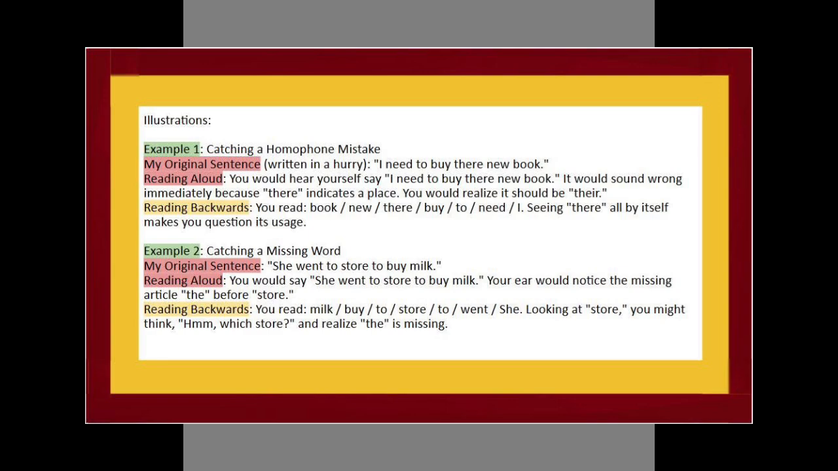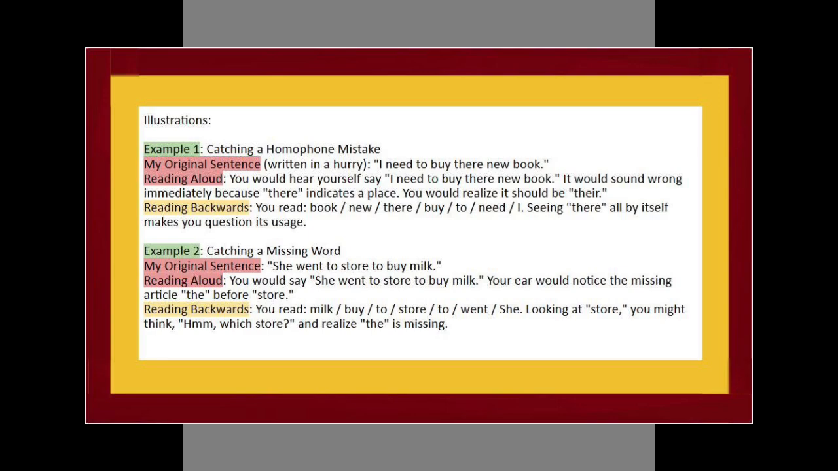My original sentence written earlier: I need to buy their new book. Reading out loud, you would hear yourself say, I need to buy their new book. It would sound wrong immediately because "there" indicates a place. You would realize it should be "there." Reading backwards, you read book, new, there, buy, to, need, I. Seeing "there" all by itself makes you question its usage.